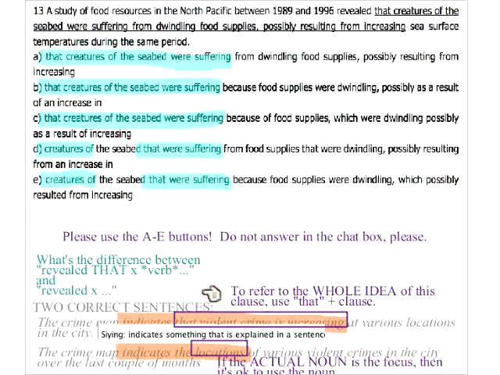So here the noun would not be the focus. You would not write "indicates violent crimes that are increasing," because the map doesn't indicate crimes, at least not according to this sentence. According to this sentence, the map just shows the idea that crime is going up, but it doesn't actually show crimes. Whereas in this sentence, the map actually shows locations.